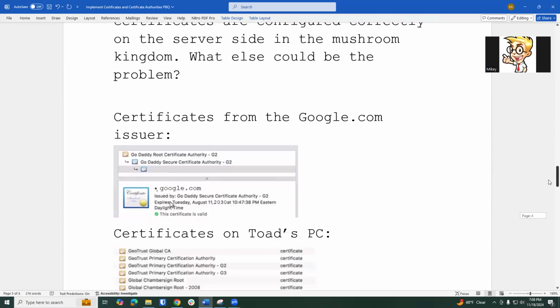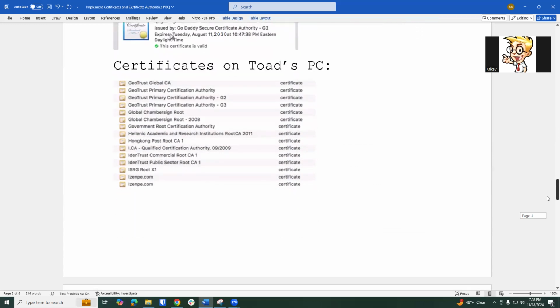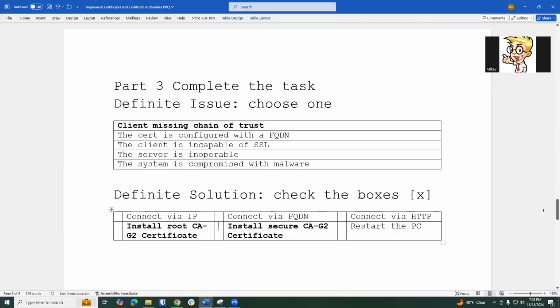Okay, here we notice that there's a certificate missing on Toad's computer. On the server, it was supposed to look like this, and on the client's computer, it's not there. And when it's missing, that's called a missing chain of trust. How do we resolve a missing chain of trust? Well, you just install those certificates.